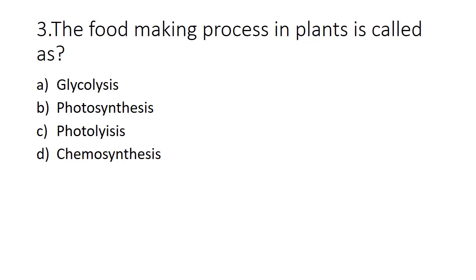The food making process in plants is called as A. Glycolysis, B. Photosynthesis, C. Photolysis, or D. Chemosynthesis. So, the correct answer is option B. Photosynthesis. Plants make their own food with the help of photosynthesis and with the help of chlorophyll present in the leaves. So, now we will move on to the fourth question.